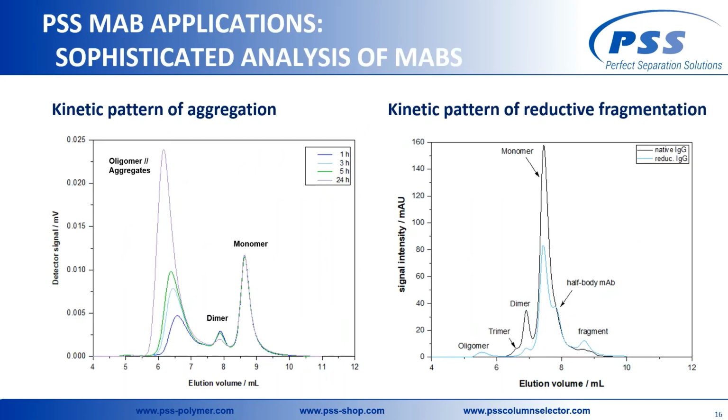To share some more application data, this slide here shows the results of forced aggregation studies on one MAB column. We see on the left-hand side the change in aggregation with time, and on the right-hand side the results of the reductive fragmentation. The reduced IgG has less oligomers, trimers, and dimers, and shows a peak appearing for the half-body MAB, as well as an increased number of fragments. With this slide and results shown before, the PSS MAB column covers a broad separation range from oligomers down to fragments, with a high resolution.